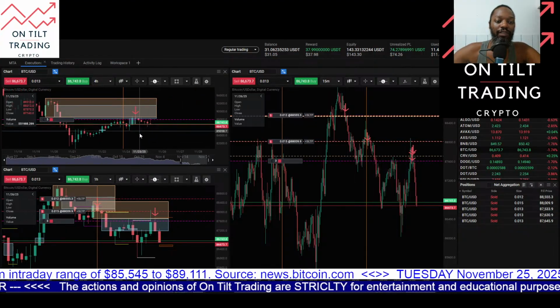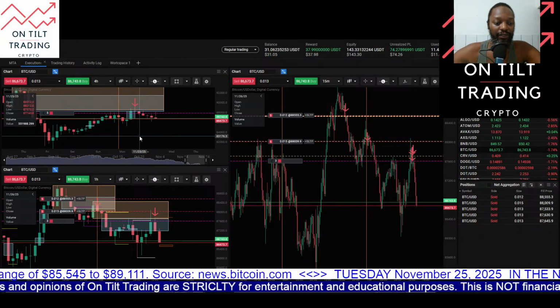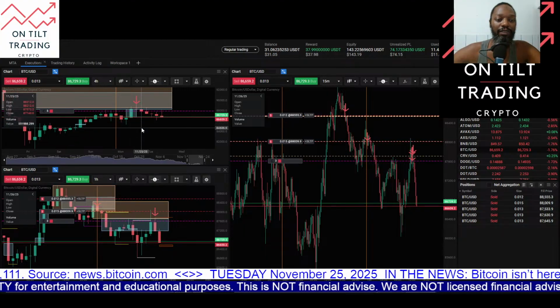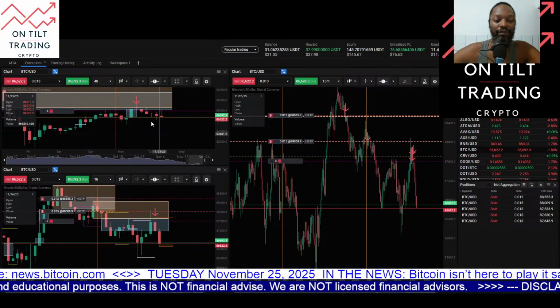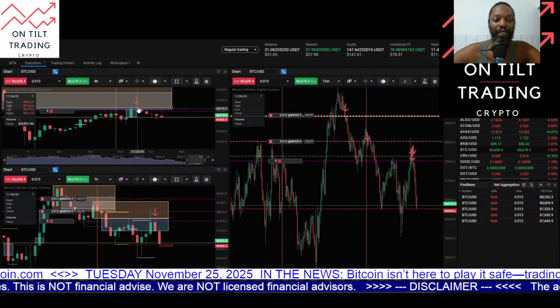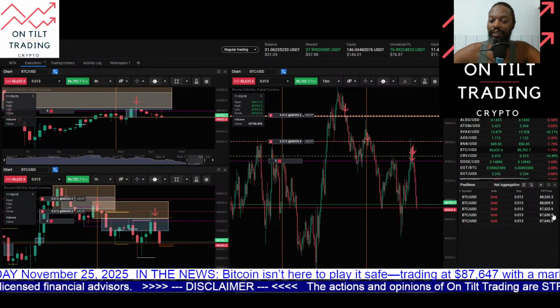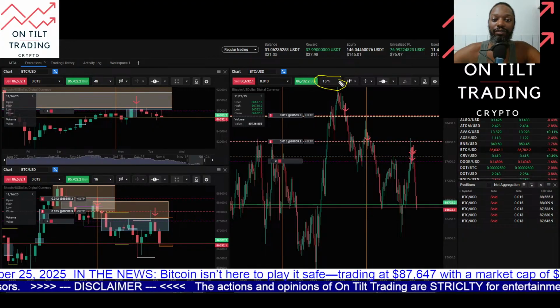Since Bitcoin has been delivering to the sell side, this is a continuation order block. So I'm anticipating price to redeliver to the sell side after pulling back here to the buy side. When that happens here, we'll next come over to the 15-minute chart.